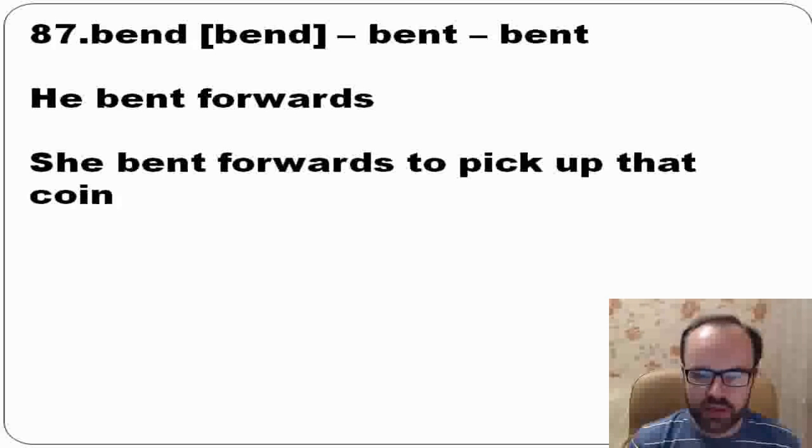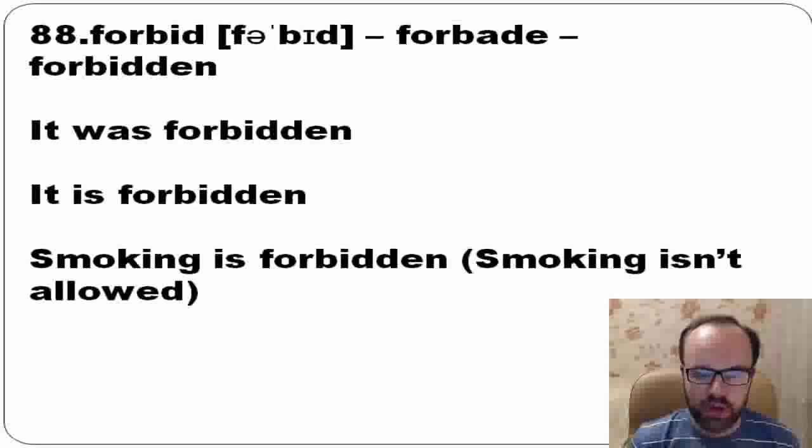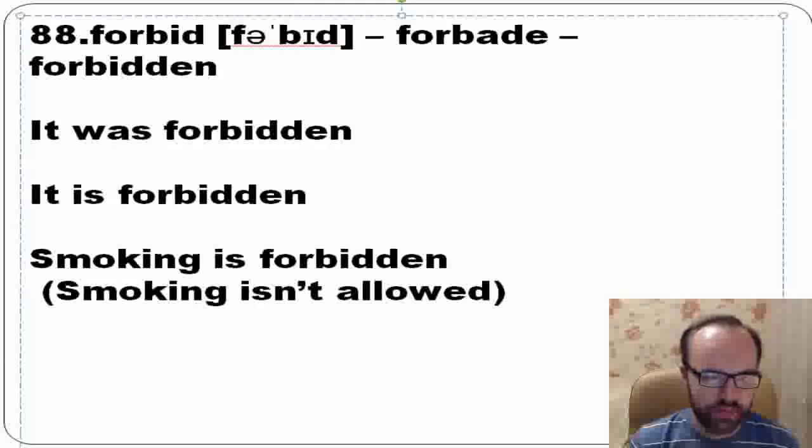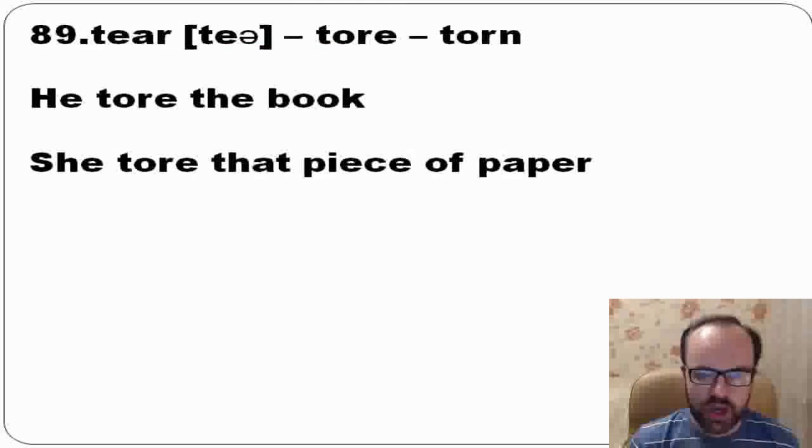Bend, bent, bent. He bent forwards. She bent forwards to pick up that coin, to take it. Forbid, forbade, forbidden. It was forbidden. It is forbidden. Smoking is forbidden. It means that smoking is not allowed. You can't smoke. Well. Tear, tore, torn. He tore the book. She tore that piece of paper.